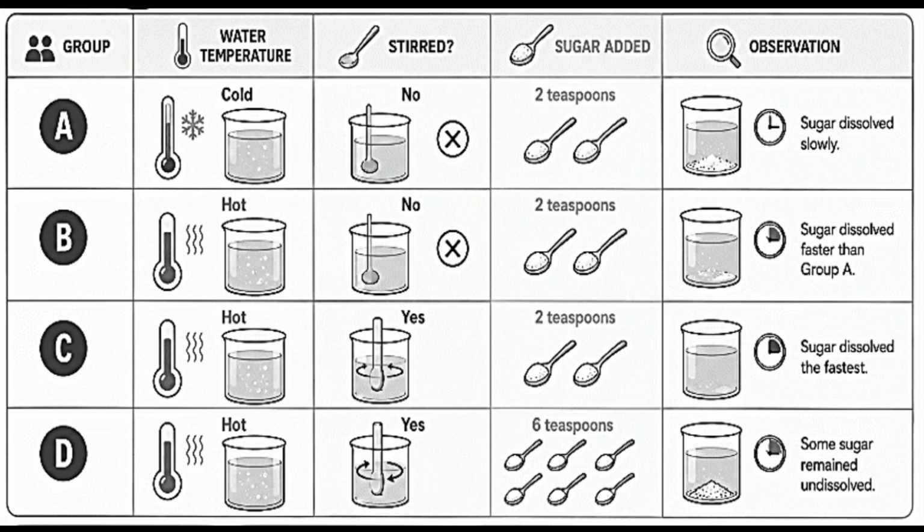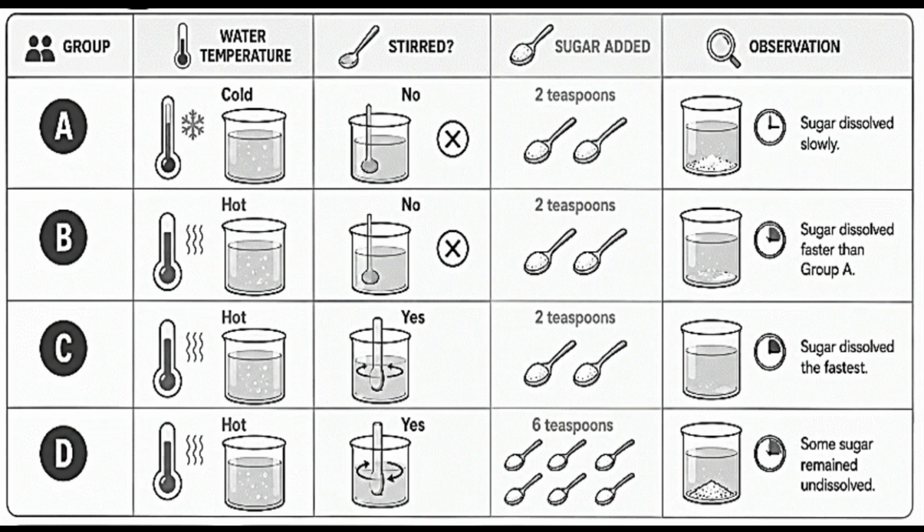Now look at Group B. They used hot water this time, but still no stirring, and still 2 teaspoons of sugar. The result? The sugar dissolved faster than Group A. This shows us that temperature affects solubility, that's the ability of a substance to dissolve. Hot water has better solubility for sugar than cold water. This is also an unsaturated solution.